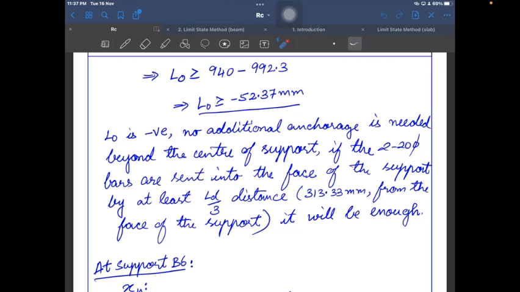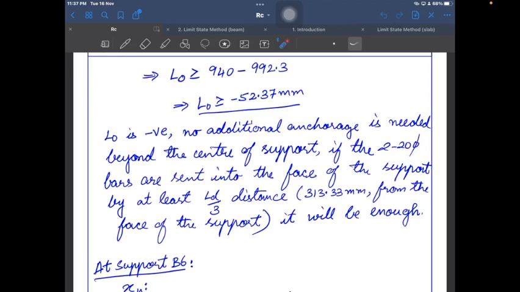But we have to send the bar into the support by a distance of LD by 3 from the face of the support. From the face of the support the bar should be sent at least LD by 3 distance. That is given in the code. So our LD is 940, divided by 3 is this, so at least this much if we send into the support, it is enough.